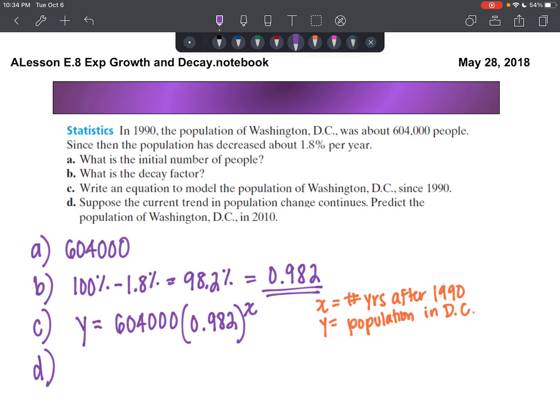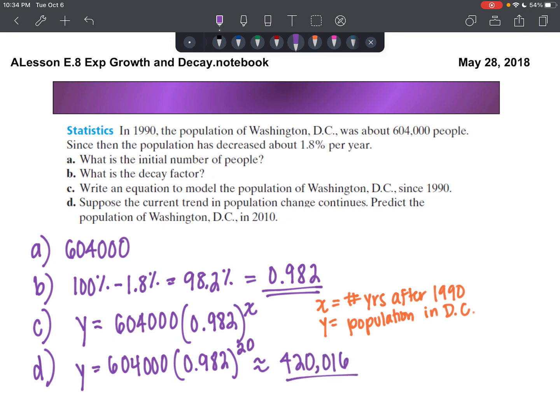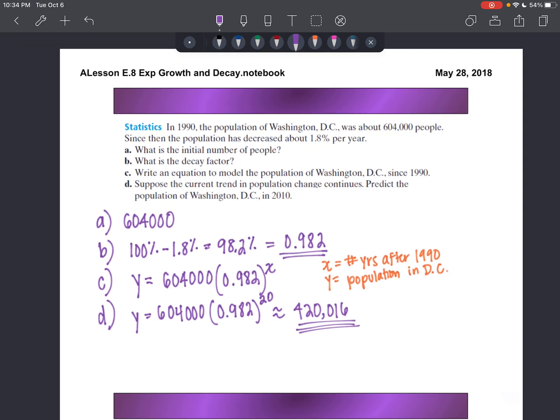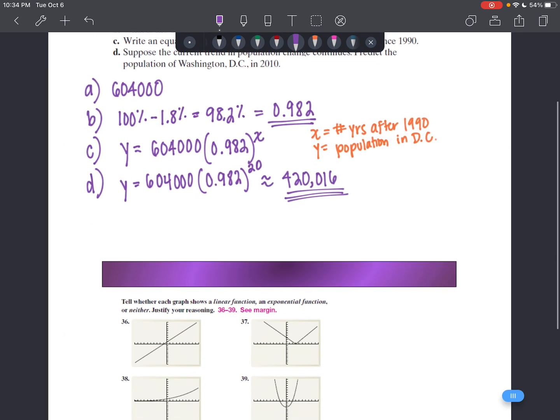And then D says calculate it for 2010. Well, 2010 is 20 years after 1990. So we're going to put a 20 in for X. And in our calculator, you should have gotten 420,016 people for an estimated population. Hot diggity dog.